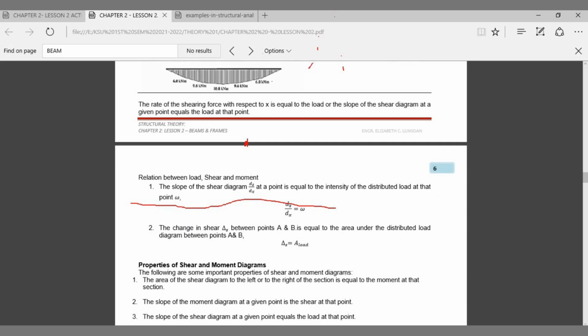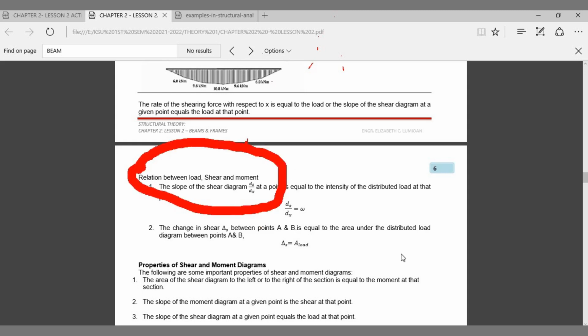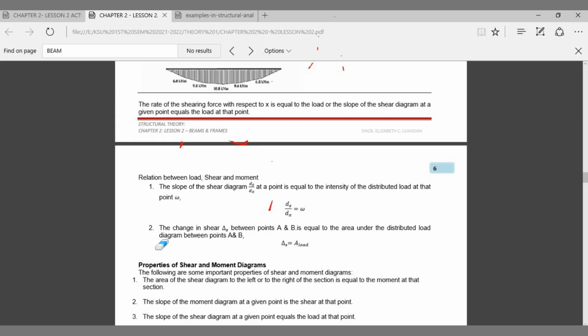I just want to show you yung diretso tayo na, shortcut na niya, para malessen natin yung oras magsusolve. Now, there is a simpler way to draw your shear and moment diagram. All we have to do or to know is the relationship between load and shear moment. So, anong sabi dito for the relationship between load and shear moment? First, the slope of shear diagram at a point is equal to the intensity of the distributed load. Second, the change in shear between points A and B is equal to the area under the distributed load diagram between points A and B.